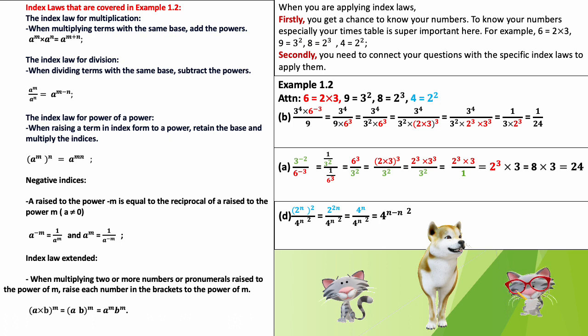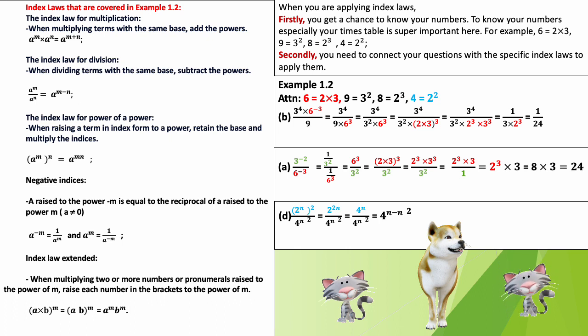To look at the numerator, 3 to the power of negative 2, it can be rewritten as 1 over 3 to the power of 2. 6 to the power of negative 3 can also be rewritten as 1 over 6 to the power of 3 at the same time. So we reach the first step. The original question now becomes 1 over 3 squared over 1 over 6 cubed.